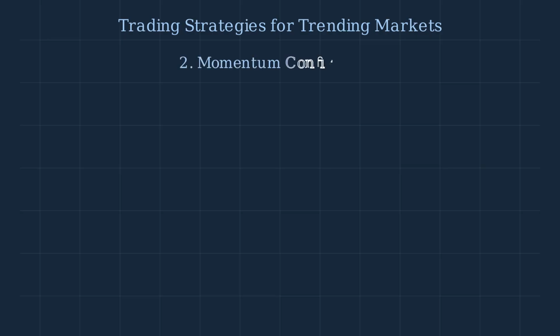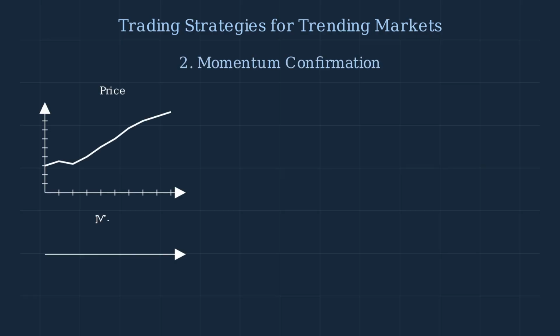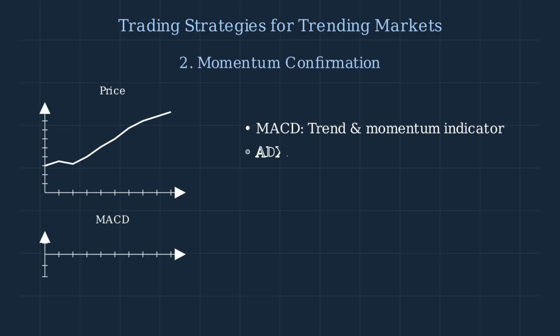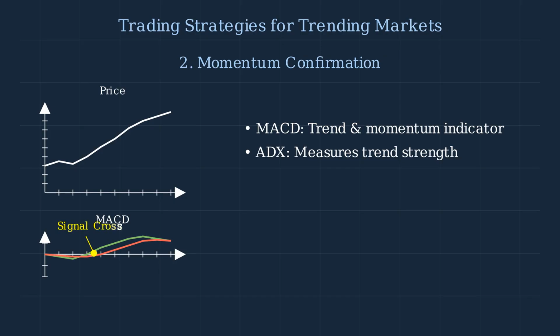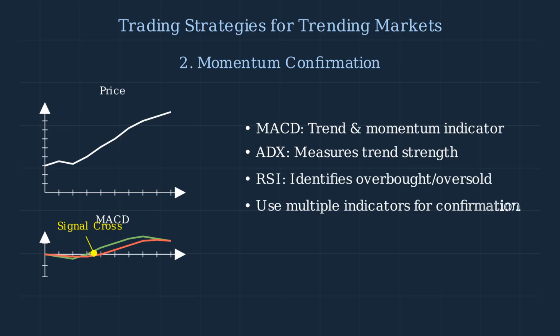Use momentum indicators like MACD or ADX to confirm trend strength. These tools help validate that the breakout is supported by underlying momentum. When the MACD line crosses above its signal line during an uptrend, this confirms bullish momentum. Similarly, ADX readings above 25 indicate a strong trend is developing.